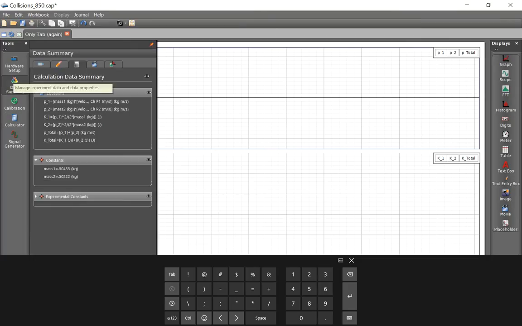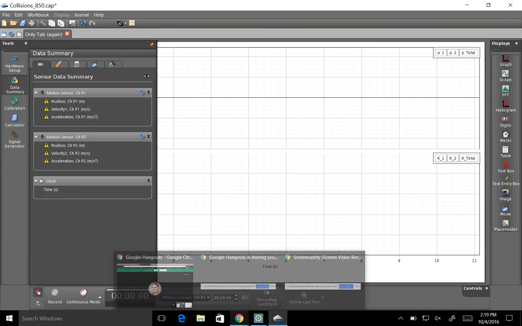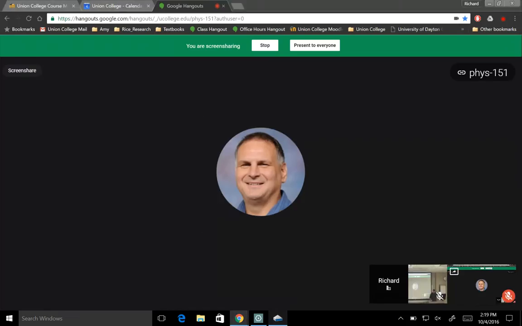If you want to check and see that you have those right, if you go to data summary, it will show you the equations that are being used to calculate the momenta and the kinetic energies. And then down here, it shows the constants, so you can see the numbers that you entered for the masses. It's kind of useful. That is when you go to data summary and it's on the calculator. If you're in data summary and you have the first one, it shows you what's measured. All those little warning signs are because I'm not connected to anything. Okay, getting back to the experiment then.